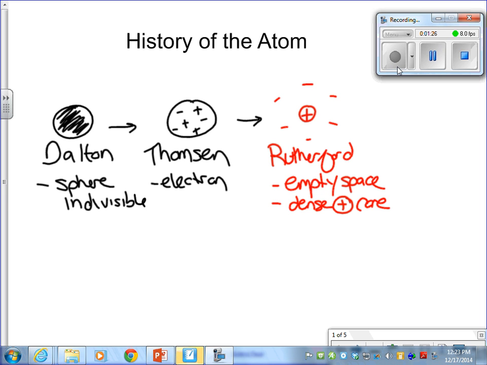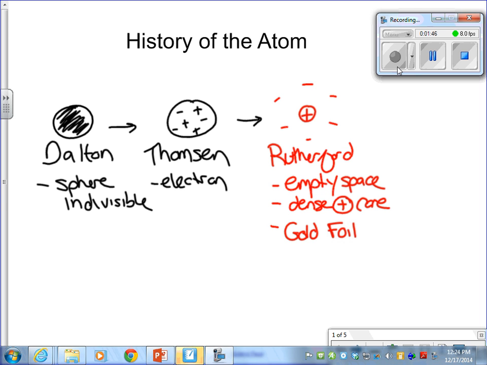Rutherford did this gold foil experiment. The gold foil experiment was where he shot alpha particles, which are helium nuclei, so they're positively charged, at a piece of gold foil. Most went straight through, a couple were deflected, so he determined that the atom is mostly empty space, but with a dense positive nucleus.